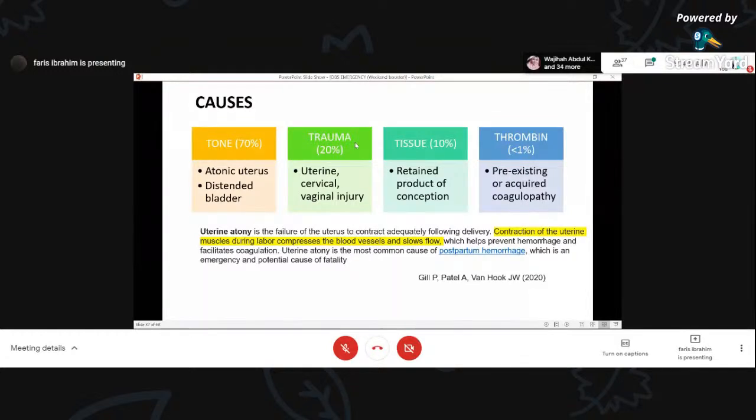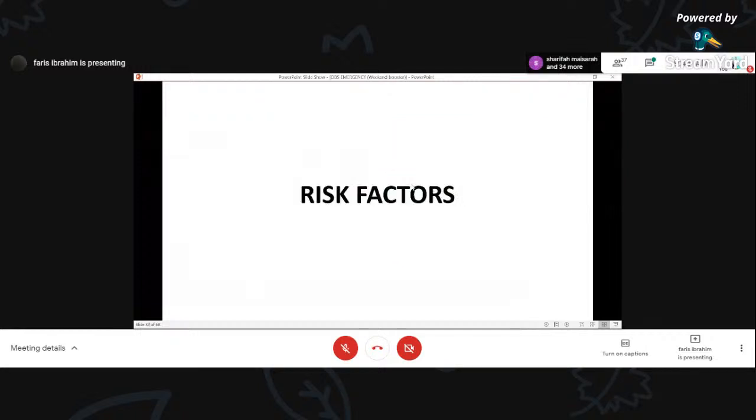Trauma, of course: cervical injury, vaginal injury, everything can cause PPH. Then tissue, retained products of conception. Let's say retained POC, the placenta for example. When we say tissue, we refer to the placenta. So if the placenta is retained, it will cause the tone of contraction to be inadequate. It will disturb the tone of contraction, so it will cause PPH. And lastly is thrombin. Thrombin means systemic disease related to pre-existing or acquired coagulopathy.